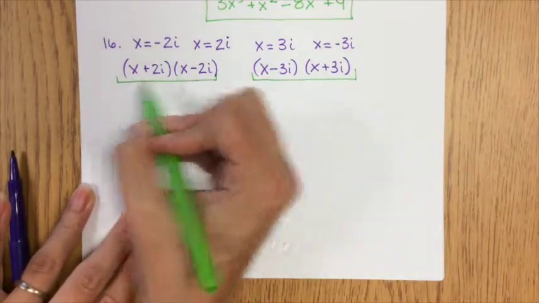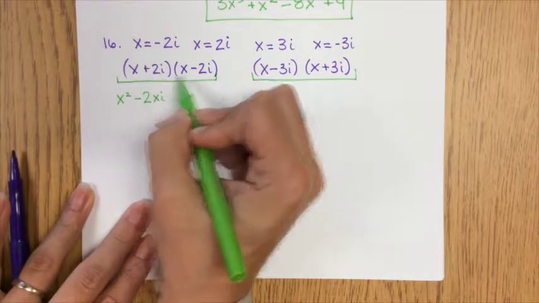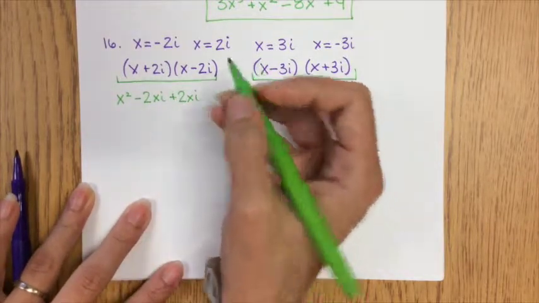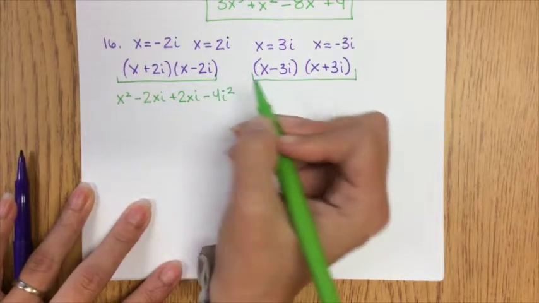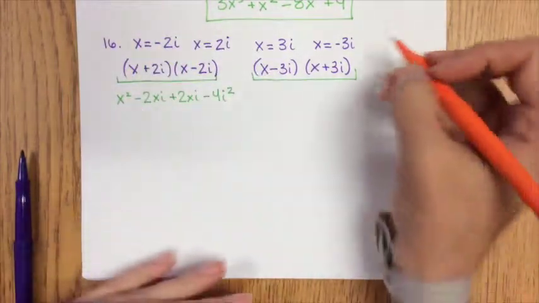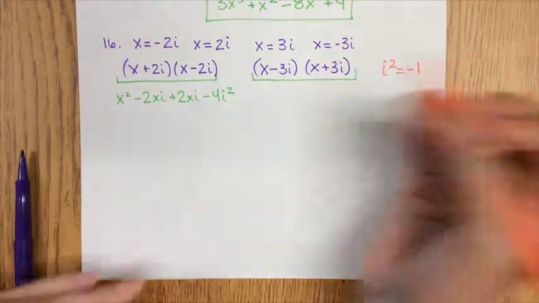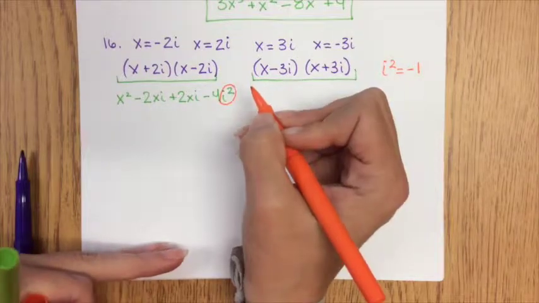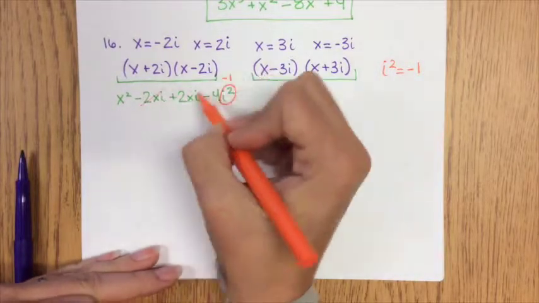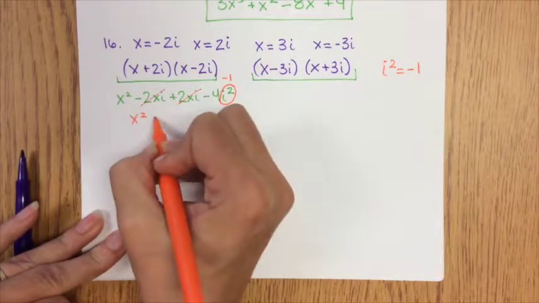Okay, so over here, x times x is x squared. X times negative 2i is negative 2xi. 2i times x is plus 2xi. 2i times negative 2i is negative 4i squared. What does i squared equal? Negative 1. Don't forget that. Let's write that somewhere. i squared equals negative 1. So we never want to leave an i squared. We want to come in and exchange that with a negative 1. Okay, so let's clean this up. This cancels out, and we're left with x squared. Negative 4 times negative 1 is plus 4.